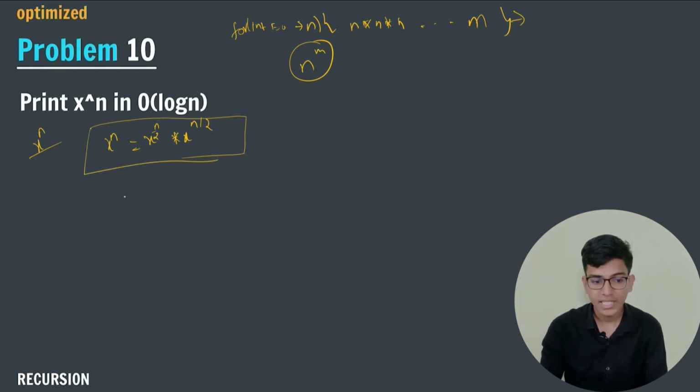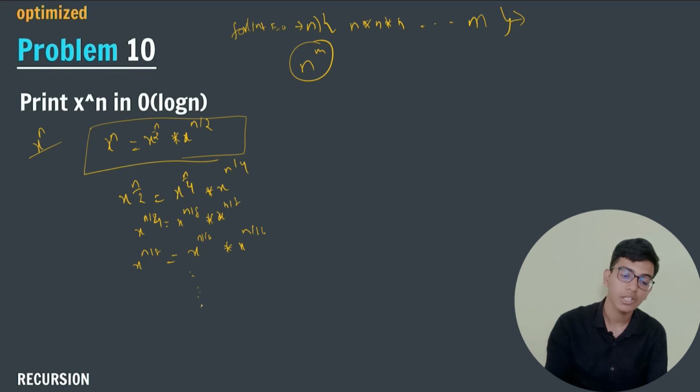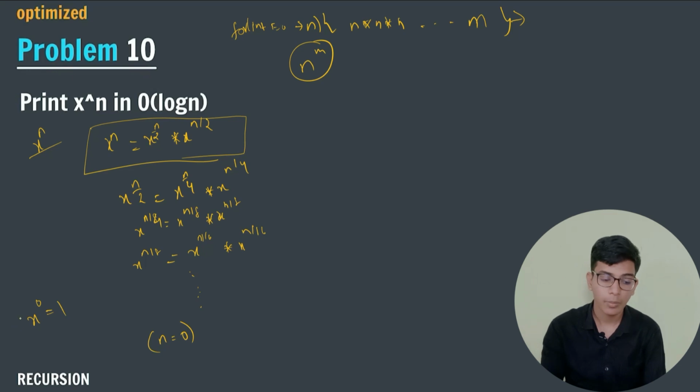Okay, and can I write that x to the power of n by 2 is equal to x to the power of n by 4 into x to the power of n by 4, and x to the power of n by 4 is equal to x to the power of n by 8 into x to the power of n by 8, and x to the power of n by 8 is equal to x to the power of n by 16 into x to the power of n by 16. And this function calling will continue until my n becomes 0, and if my n becomes 0, then we already know that x to the power of 0 is equal to 1. So this will become my base case.